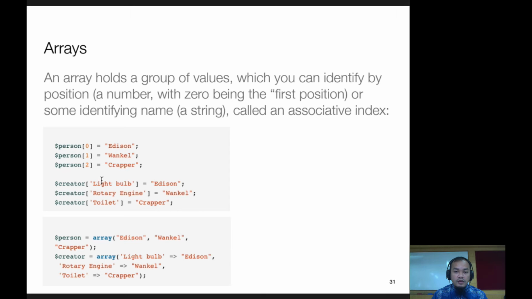Or you can use some identifier name, a string, called an associative index. For example, here is the creator, plus the associative index and then the value, okay. This is another array collection, with an associative index and then the value, and so on. This is what we call an array.